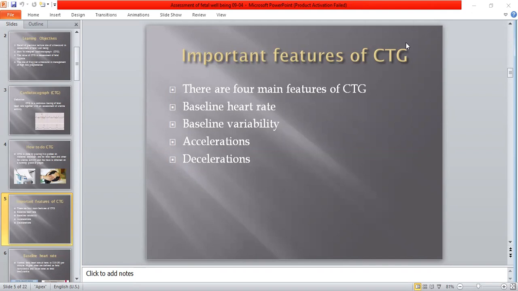There are four main features of CTG from which we detect whether the fetus is normal or there is some abnormality. These include baseline heart rate, baseline variability, accelerations, and decelerations. In the next slides, we will discuss these four features in detail.